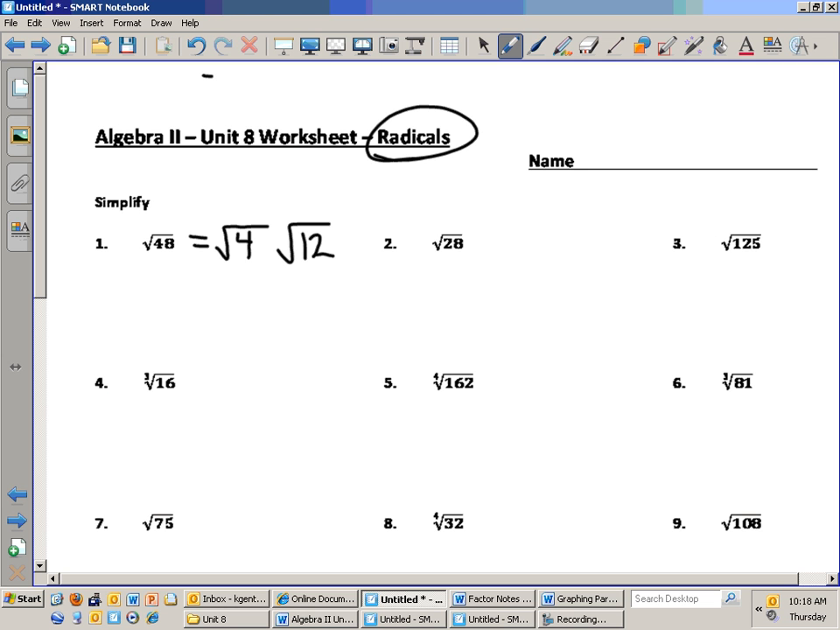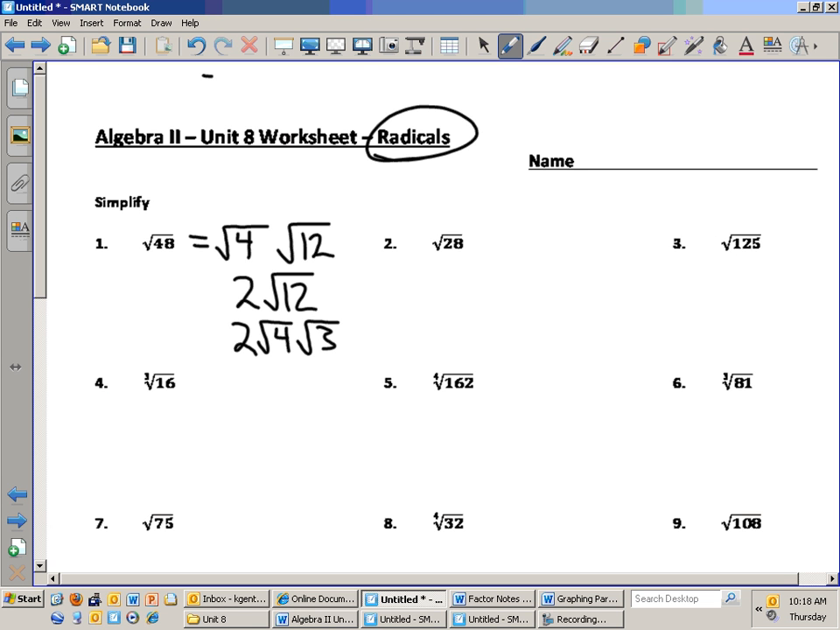Now, you write the one that you can take the square root of first. What's the square root of 4? 2. 2 square roots of 12. Now, I'm not done. And that's why I said we should choose the larger one. In this case, you've got 2 square roots of 12. Is there a perfect square that divides evenly into 12? 4. So you would do it again. 2 times the square root of 4 times the square root of 3.